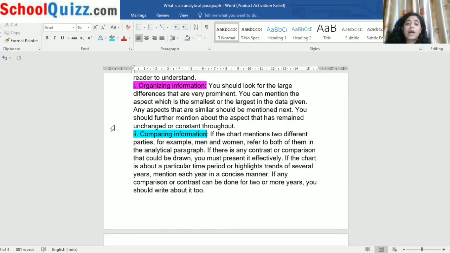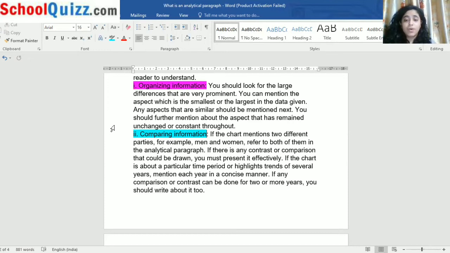Now if you have been given 2016 there are these many males, 2017 there are these many males, so you have to mention that clearly in a concise format. You cannot change the data, you cannot alter the data, you have to mention it in a very good, concise format. You cannot change the data.